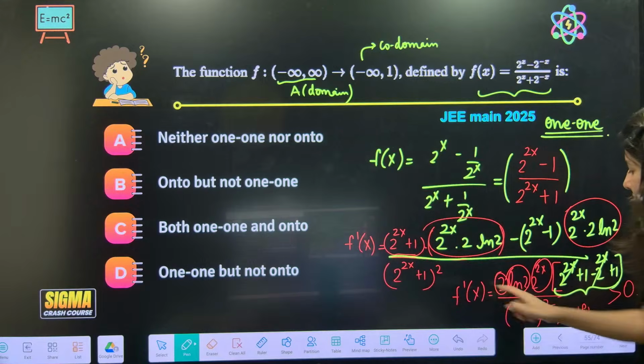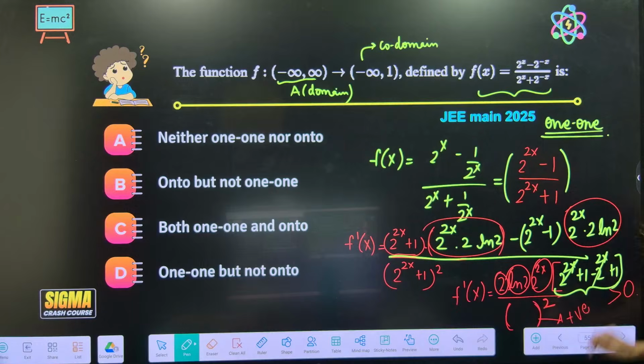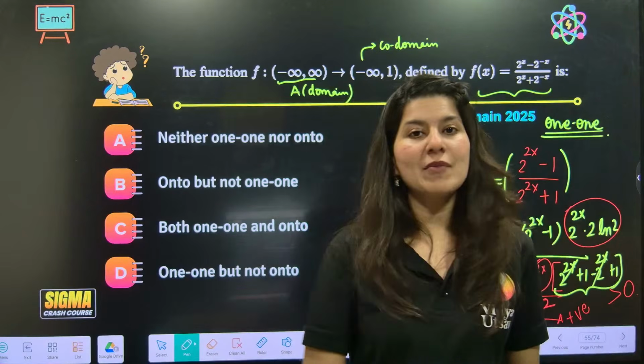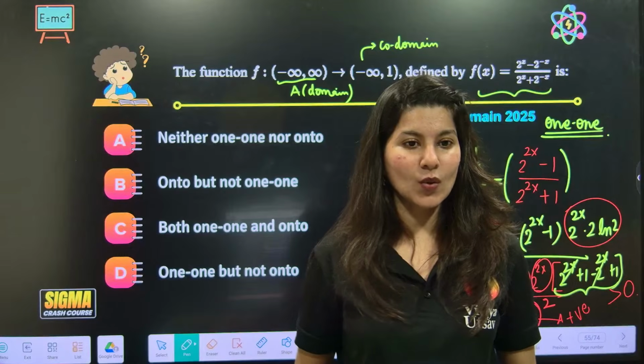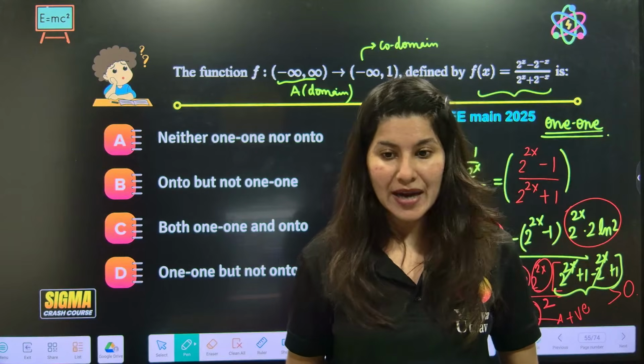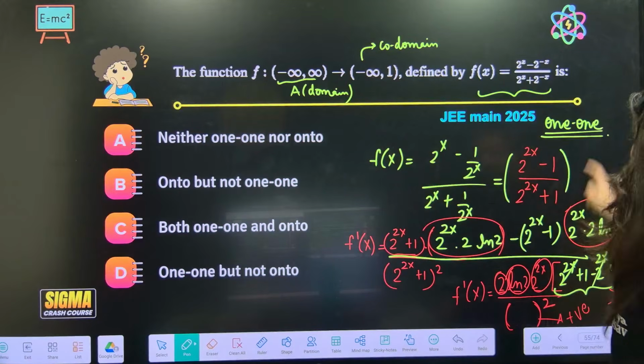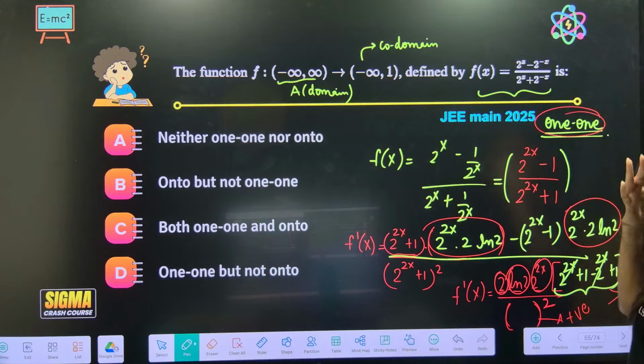So you will notice f dash x: the squared quantity is always positive, 2 always positive, ln 2 always positive, this always positive. Basically your f dash x is always positive, my dear students. So if it is positive, then this is a 1-1 function. Now you'll be like, ma'am, f(x) is this, right? Ma'am, how to figure out the onto part?